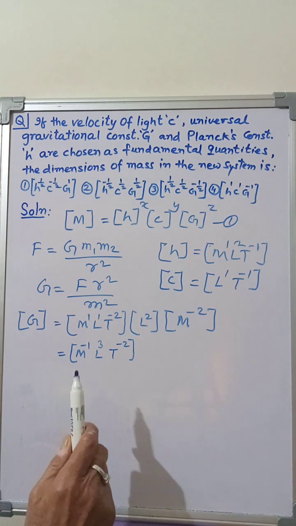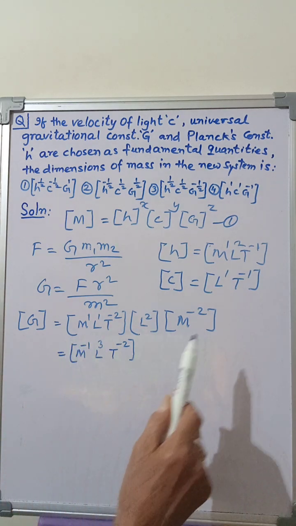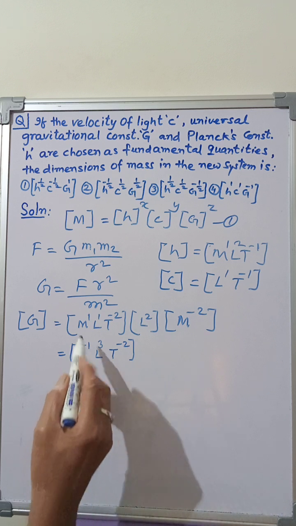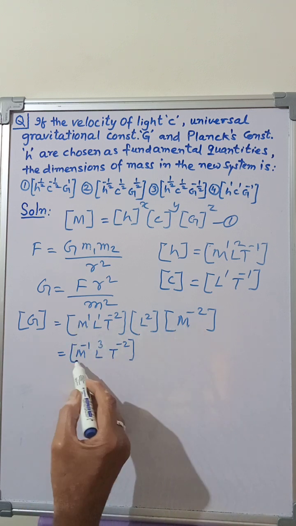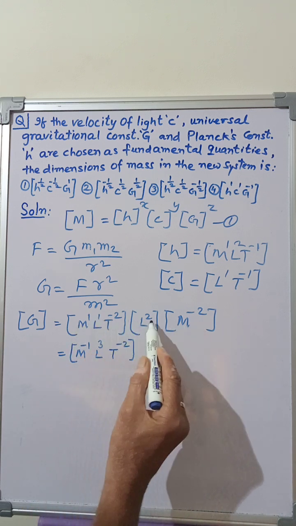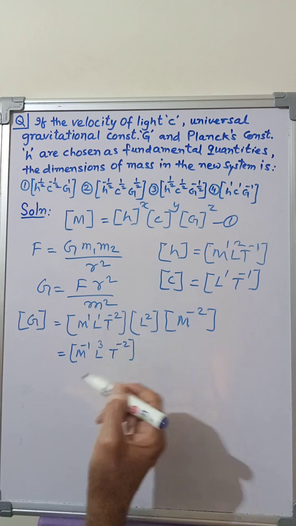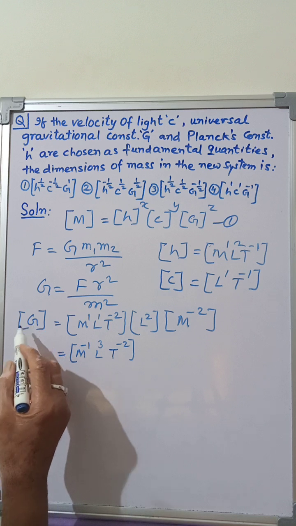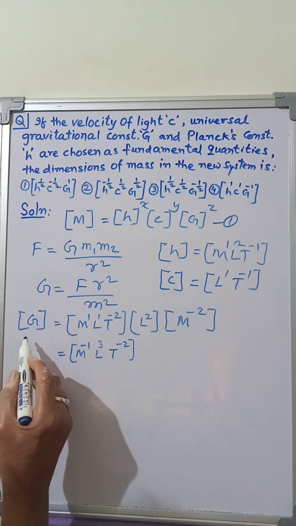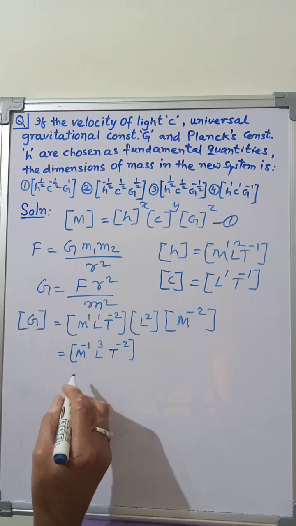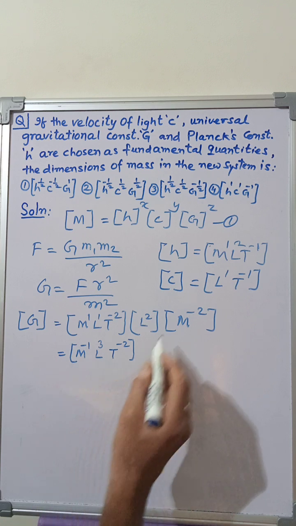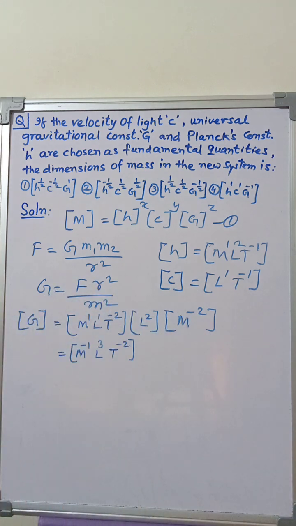Now assembling the powers of M, L, and T from the three terms, we get M1 and there is minus 2, so M minus 1, L1 and L2, L3, T minus 2, only one term. So dimensions of gravitational constant G is equal to M minus 1, L3, T minus 2. Let us put it here and remove everything.